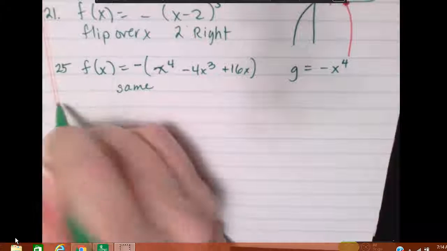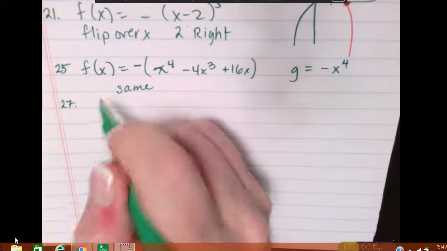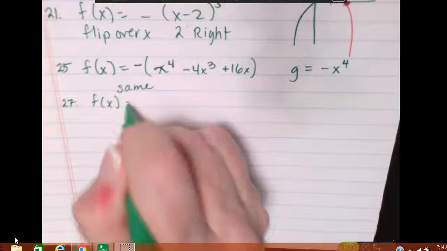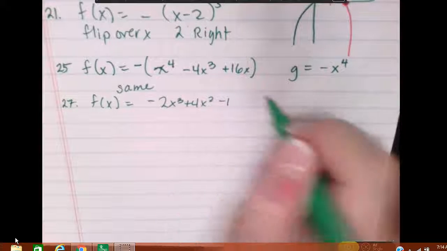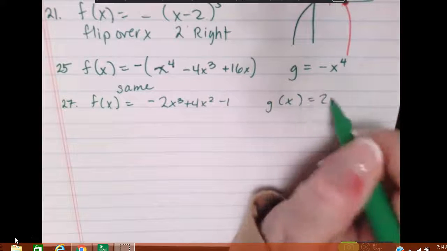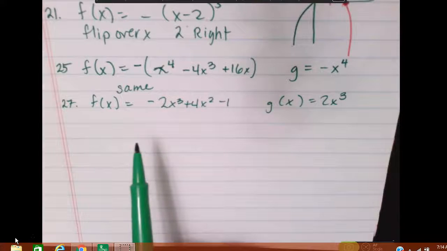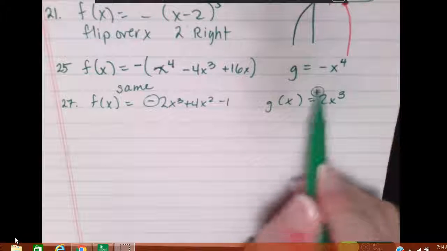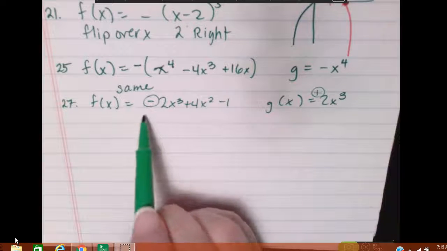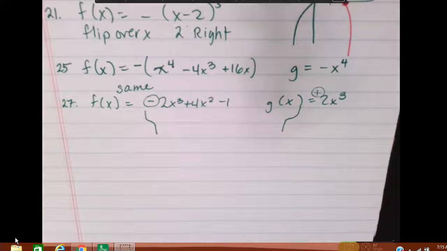In number 27, I've got two functions, f of x equals negative 2x cubed plus 4x squared minus 1, and g of x equals 2x cubed. So they're both cubics, but this one has a negative leading coefficient and this one has a positive leading coefficient. So the negative, I'm expecting this, and the positive, I'm expecting that. I'm going to pause while I graph it again.